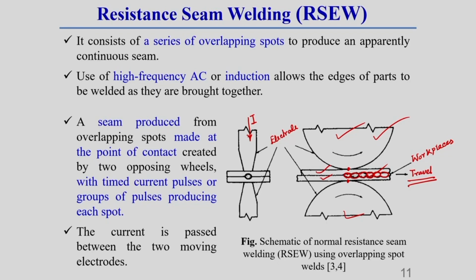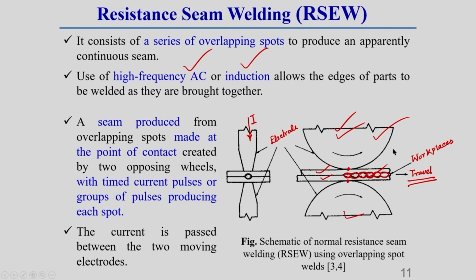So, this resistance seam welding can be operated with either high frequency AC, or it can use some induction assisted type of system also. Here a seam is produced from overlapping spots, made at the points of contact created by two opposing wheels. You see, these two opposing wheels carry the current, this you should keep in mind.